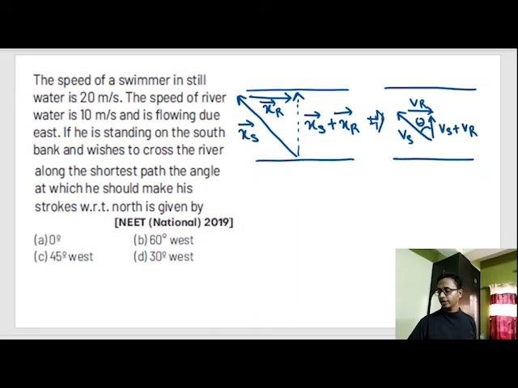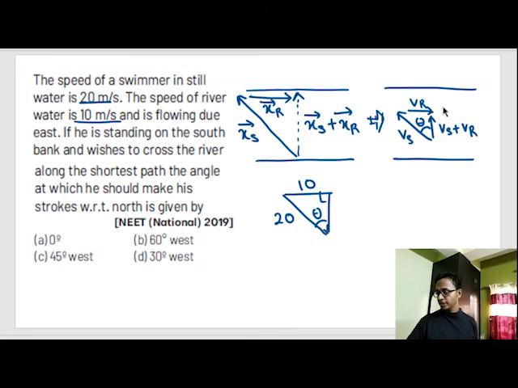Now in this triangle, see the second diagram. In this diagram, this angle is given as theta. This is a right angle triangle because this is a straight line, this is a straight line, and the velocity of river is horizontal. So the velocity of river water is 10, and the velocity of swimmer is given as 20.